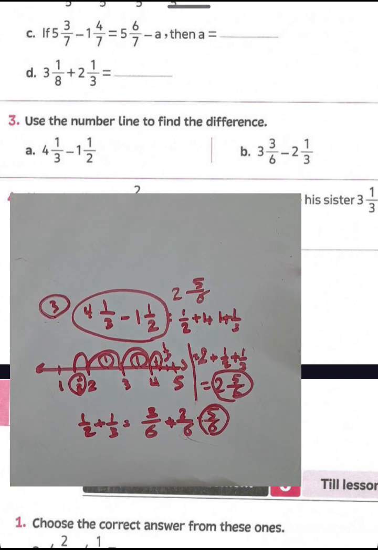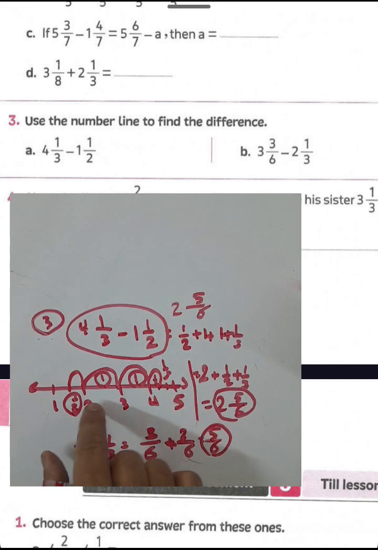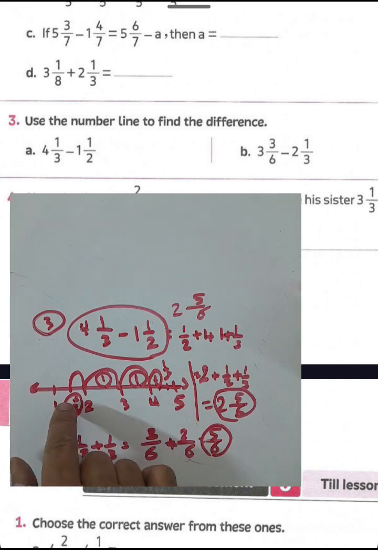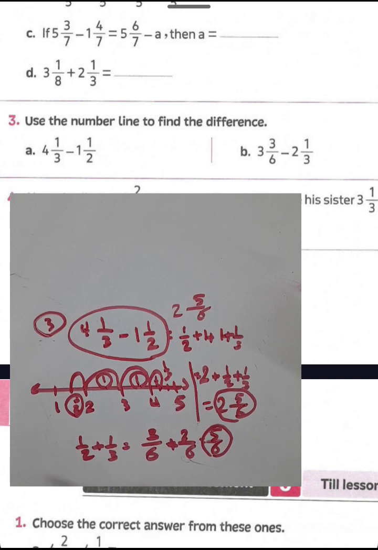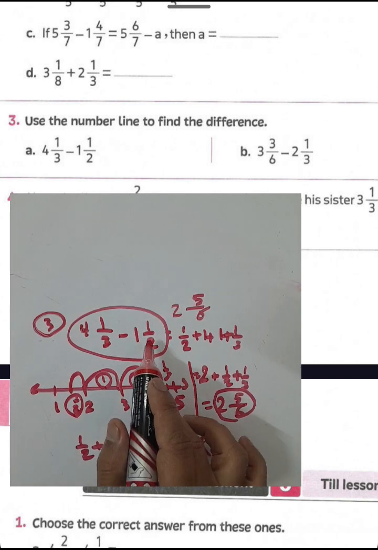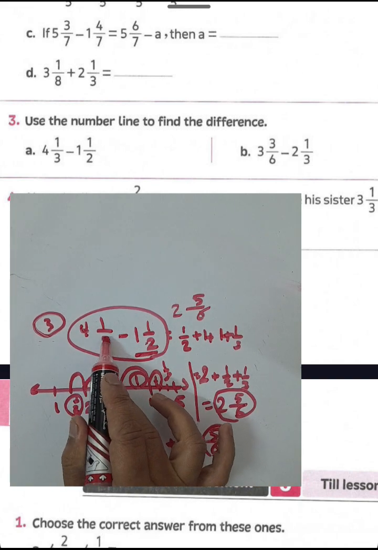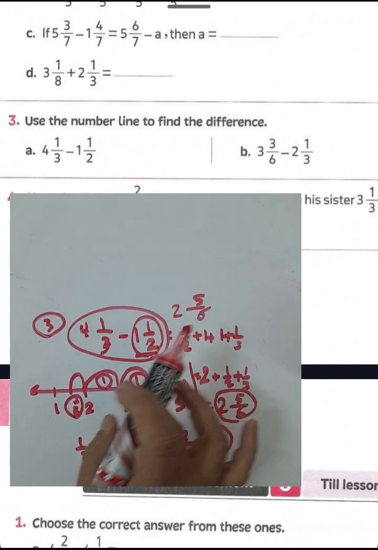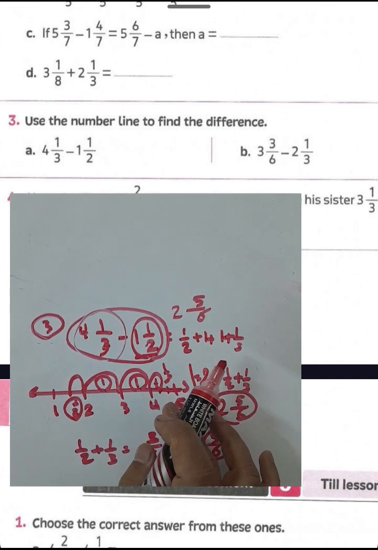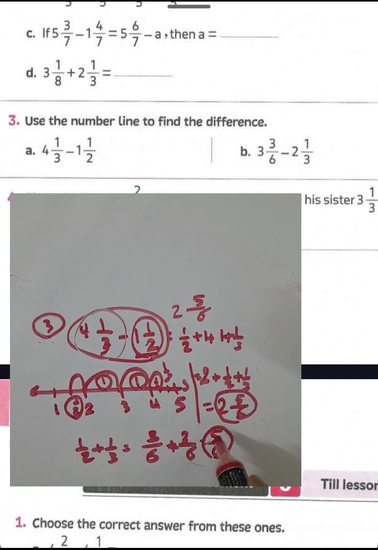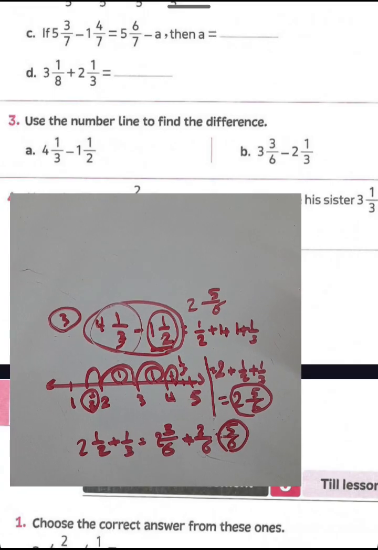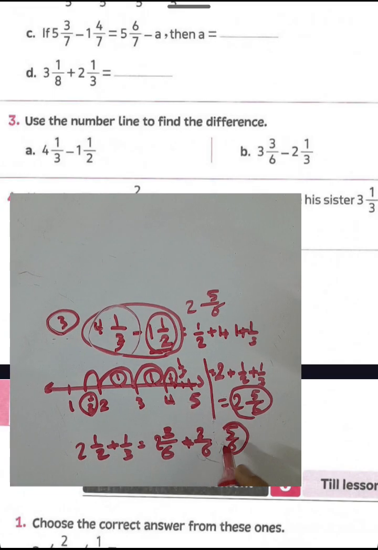Okay, again, start from 4 and a third here. The result here is 4 and a third. No, start from 1.5, because we subtract 1.5 from 4 and a third. Start here, beginning from 1.5 and going to 4 and a third, and count half plus 1 plus 1 plus a third. The result will be 2 and 5/6. That is the result. Okay.